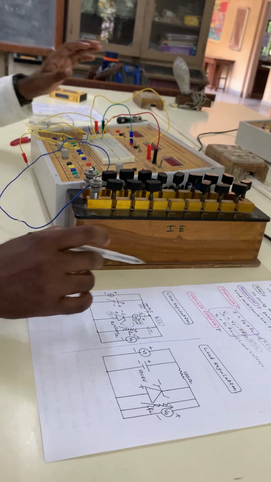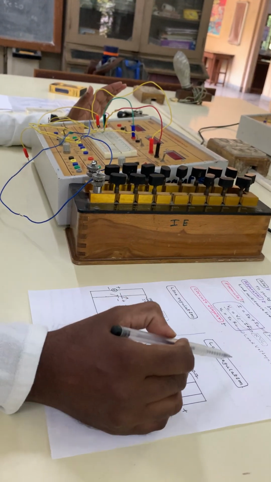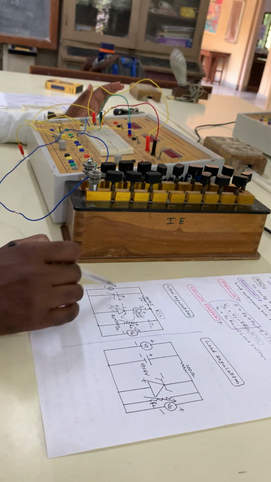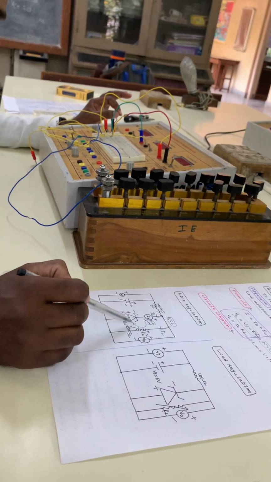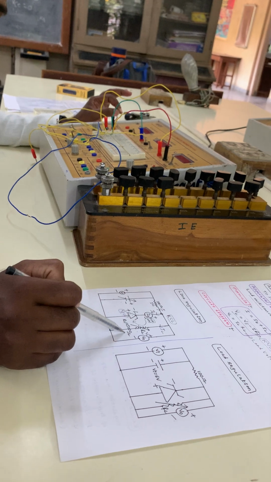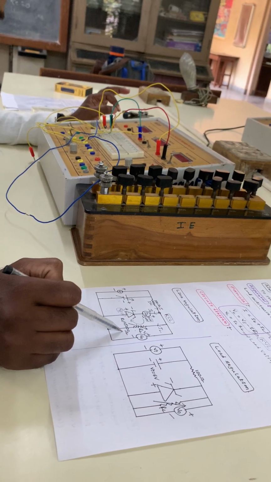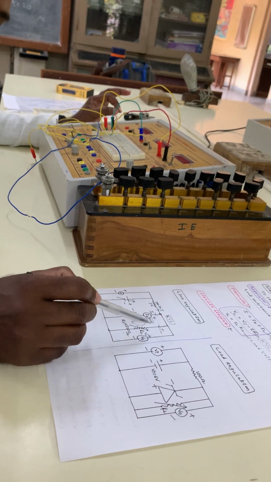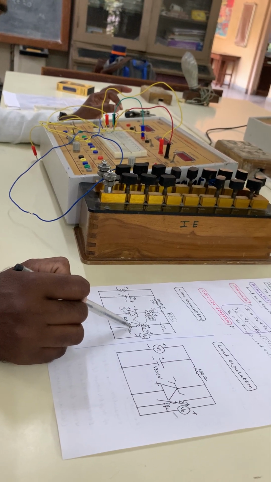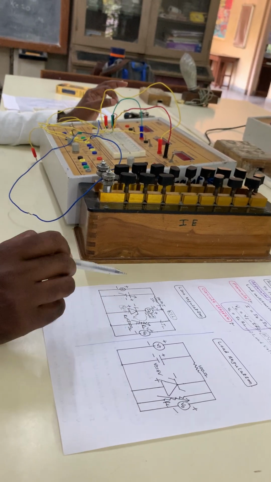Now we have to apply line regulation and load regulation. The circuit diagram is the same. One time we keep the load constant, that is 1.5 k ohms, and we keep the voltage constant. We are changing the input voltage.